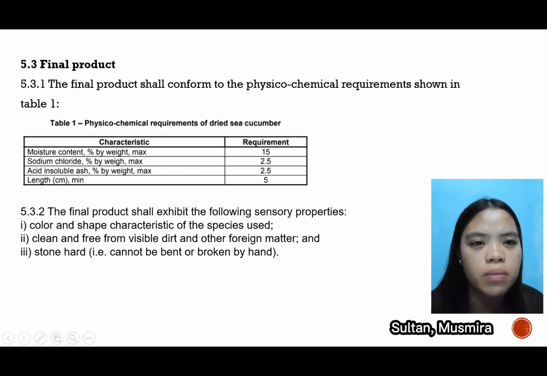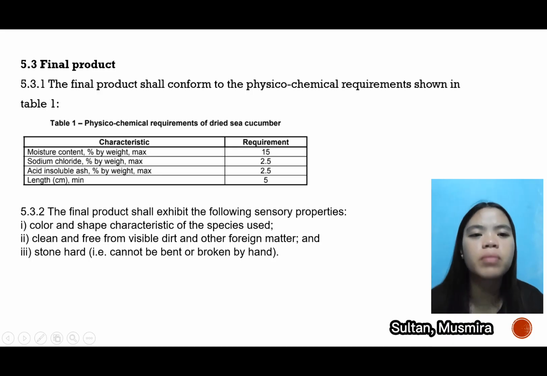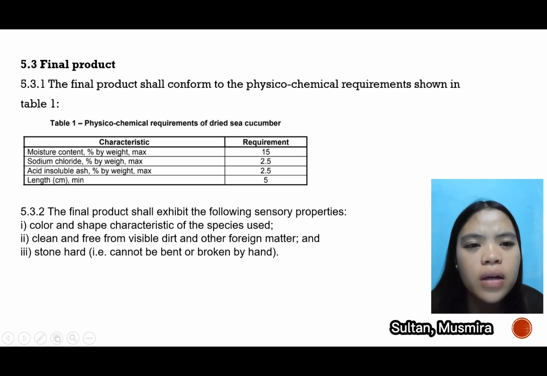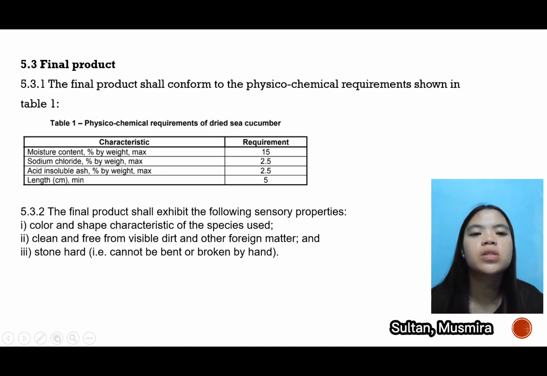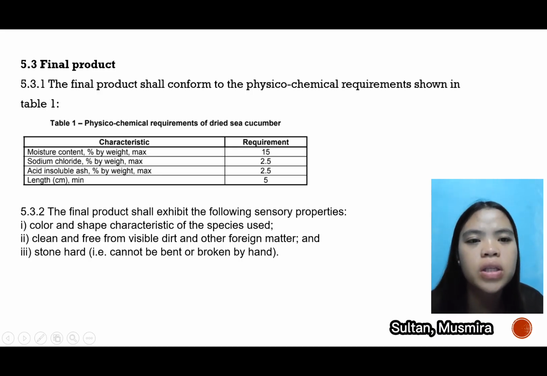Here is the example. Table 1, the physico-chemical requirements of dried sea cucumber. Here are the characteristics and requirements: the moisture content, then sodium chloride, and then acid insoluble ash.